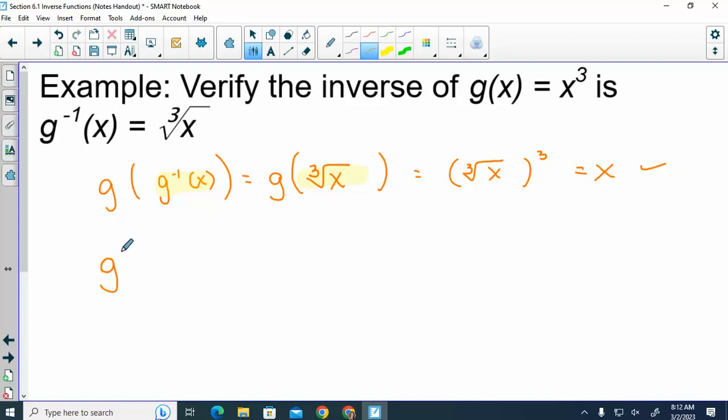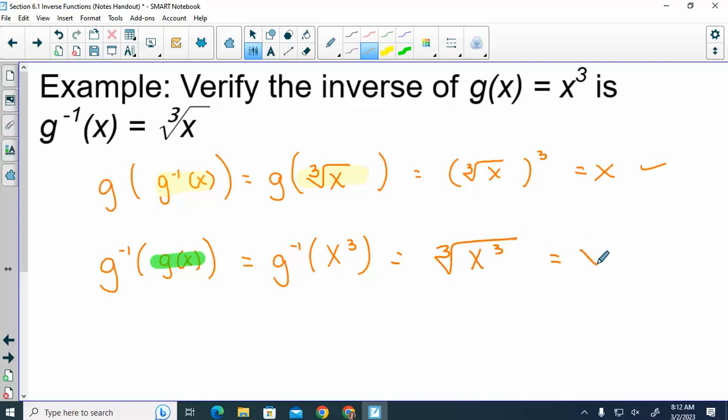The other one. So start on the inside. G of x is x cubed. And then you plug that into g inverse. So g inverse is the cube root of whatever we plug in. And the cube root of x cubed is x. So it works. These are inverses.